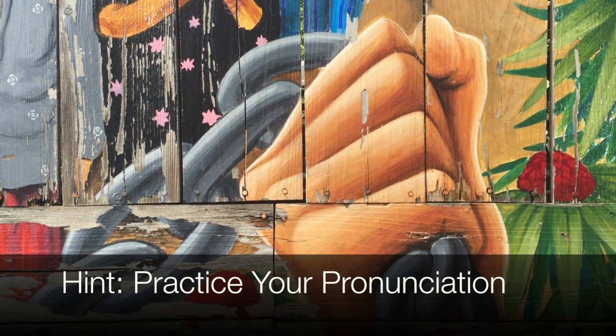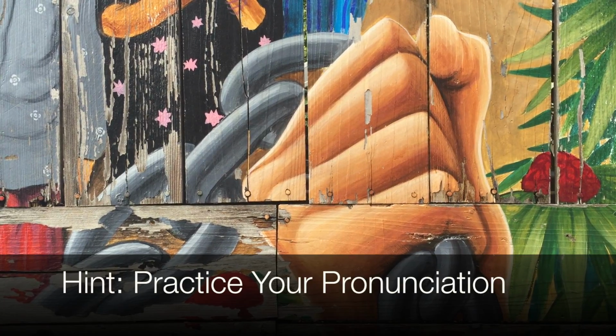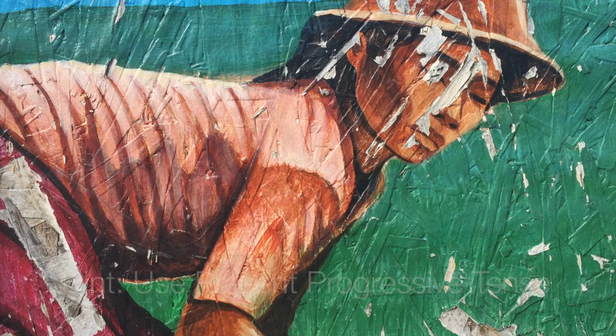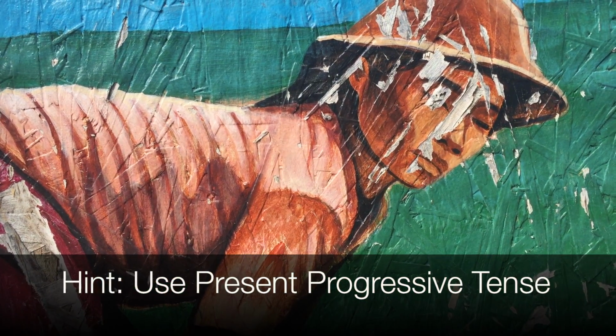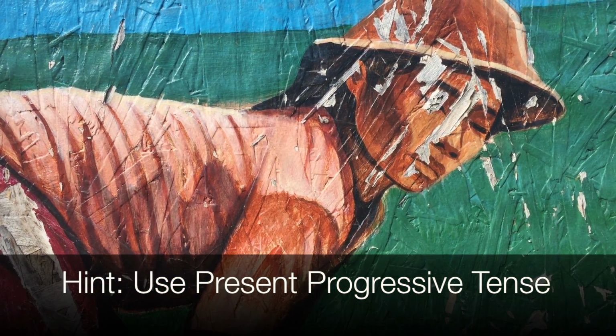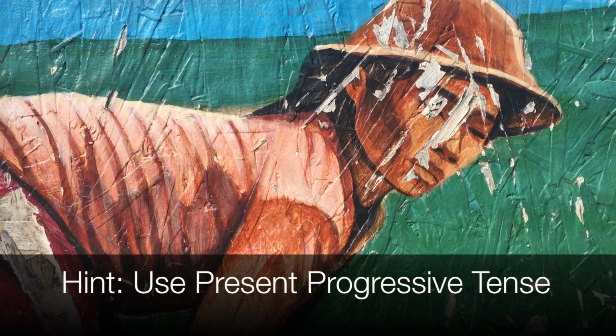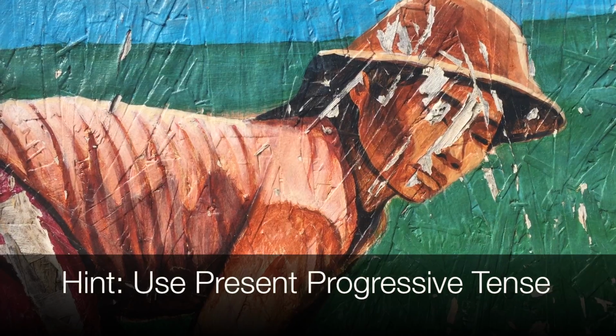Word stress is perfect. Then also sentence stress so that you can move through the words as quickly as possible. When describing the artwork, use the present progressive verb tense to be able to describe the actions that you are seeing. For example, the woman is working in the field.